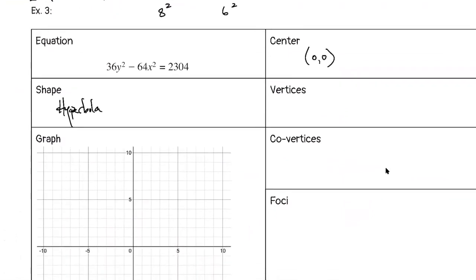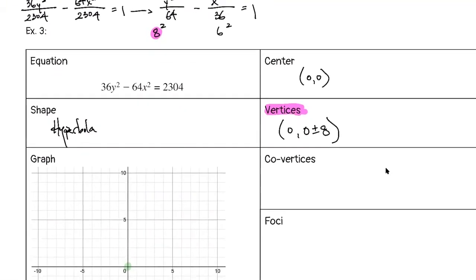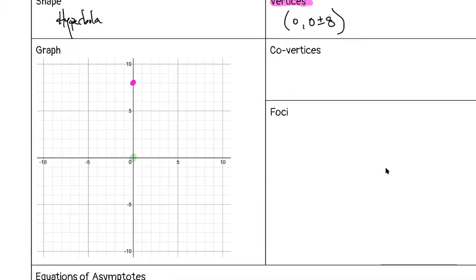And we could even throw that center right on our diagram. All right, so for my vertices, I'm gonna go 0, and then I'm gonna do 0 plus or minus 8. Now in this case, we might consider that pink because it's the number under y. That's the color we've been using for that. So from my center, I'm gonna go up 8 and down 8. For my covertices, I'm gonna go plus or minus 6, comma 0. And that's blue because it's in our x direction.